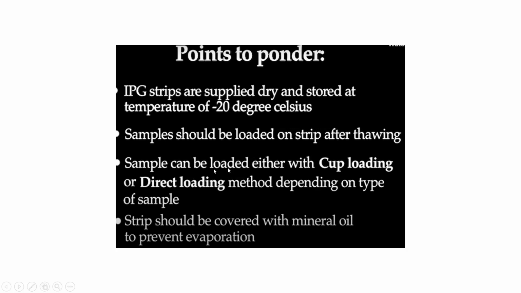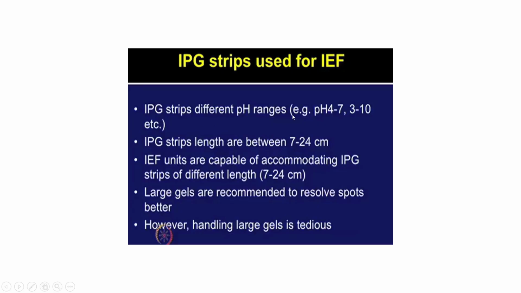Samples can be loaded either with cup loading or direct loading. There are two different methods for loading. You might have seen all of these types of methods in the lab session too, where people explained how isoelectric focusing can be done. As just mentioned, different pH strips of IPG strips are available. Similarly, they are of different lengths also, and accordingly, the SDS-PAGE needs to be chosen depending upon the IPG strips used for separation in the first dimension of this specific method.